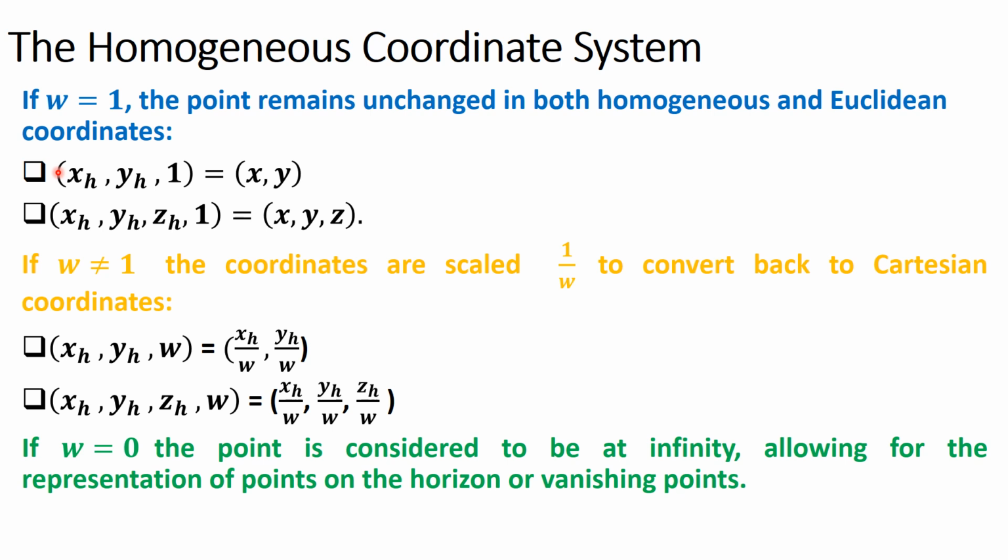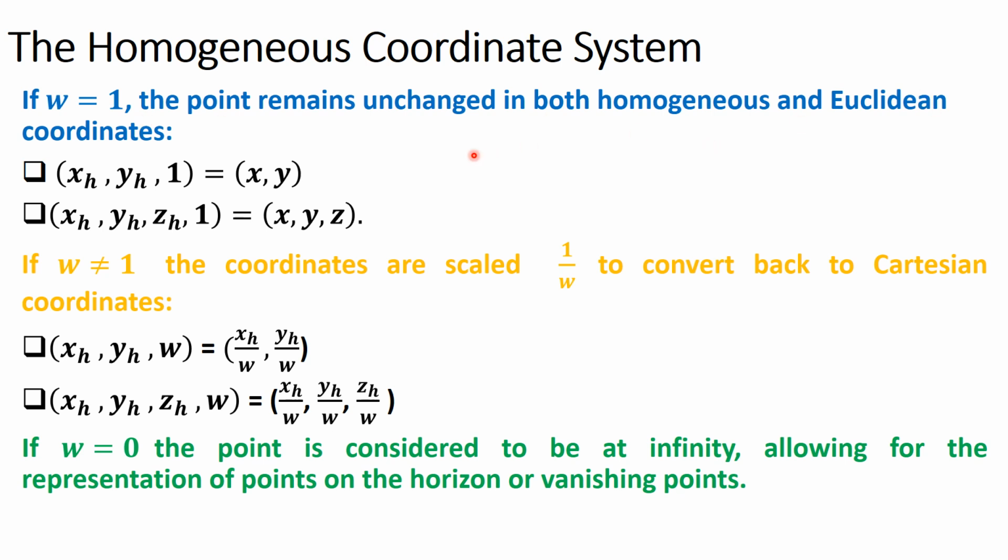The value of the w in the homogeneous coordinate system can take 3 values. Either w equals 1, or it does not equal 1, or it equals 0. In the first case, if w equals 1, the point remains unchanged in both homogeneous and Euclidean coordinates. Euclidean means Cartesian coordinates as well.